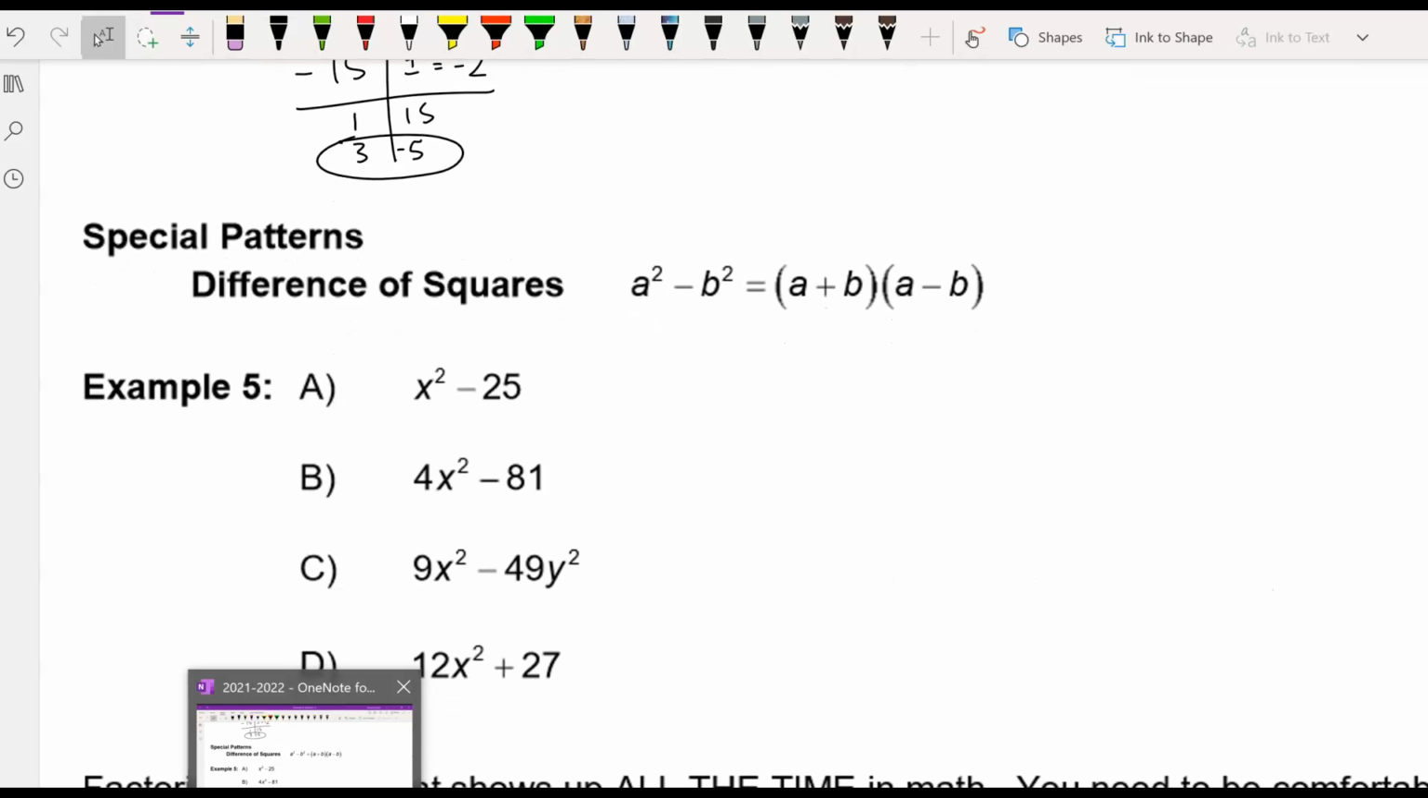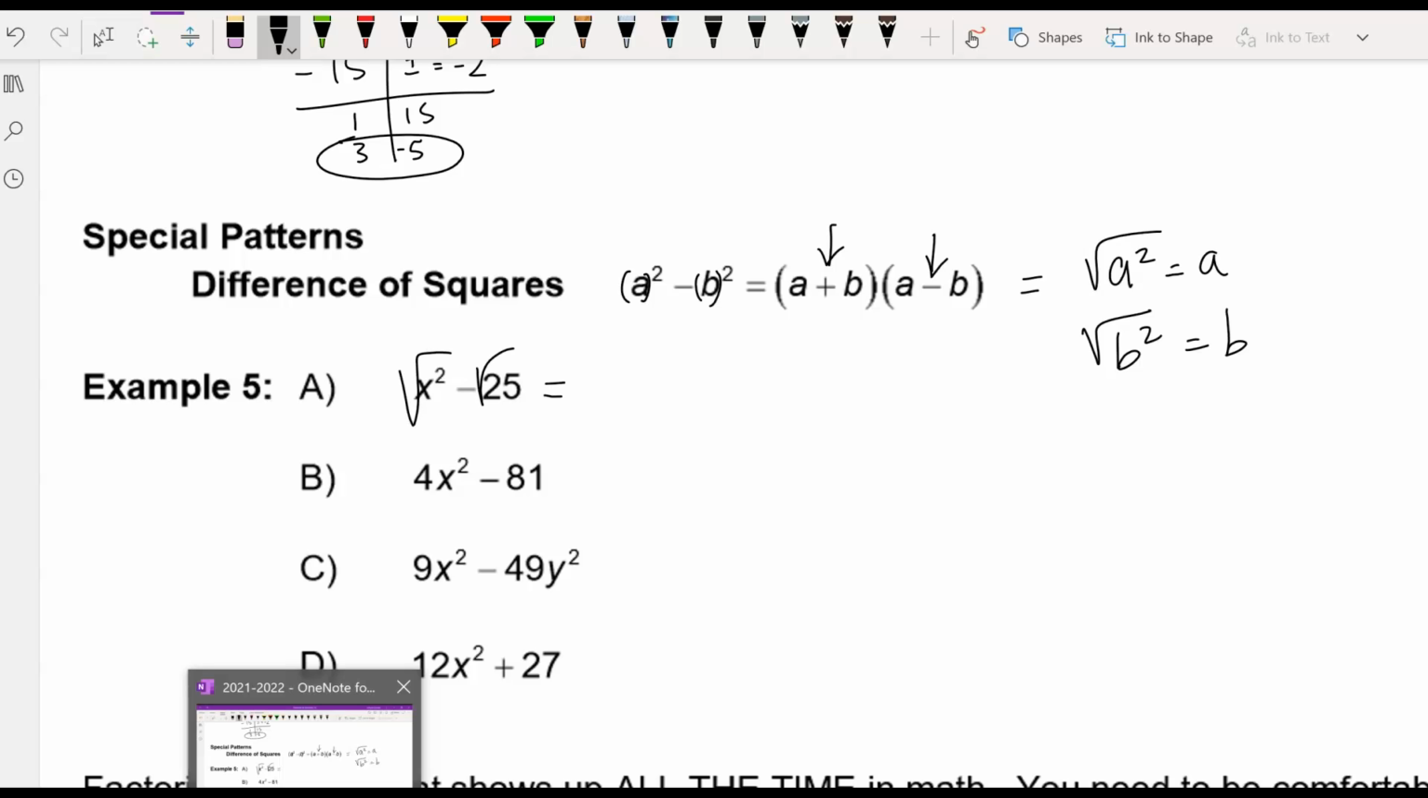All right, special patterns. So difference of squares. So that's if you have an a squared minus b squared. So each of your terms are squared, and then you'll end up with a plus and a minus. And how to get a and b: square root of a squared equals a, and square root of b squared equals b. So that means you're just square rooting these, and you have your plus minus. So square root of x squared is x. Square root of 25 is 5.